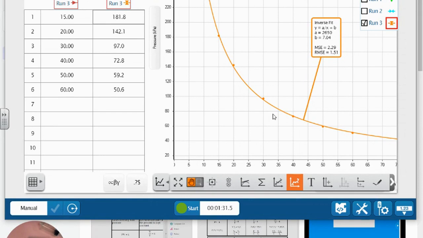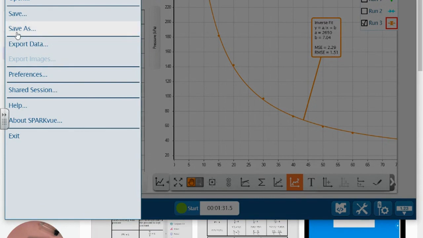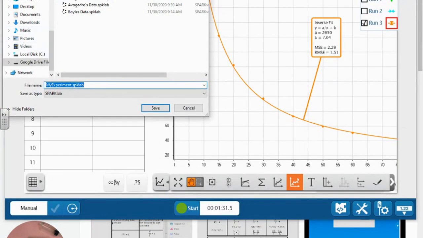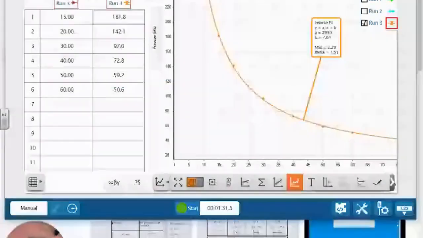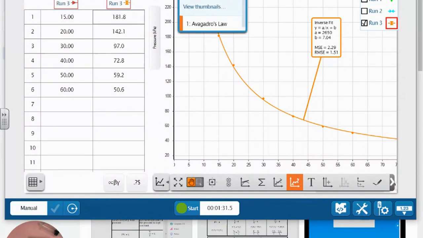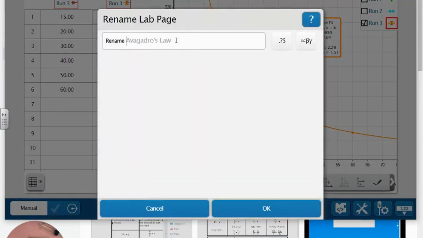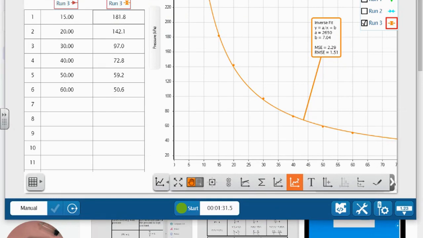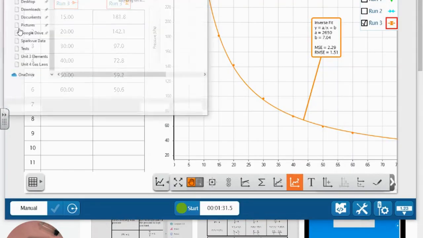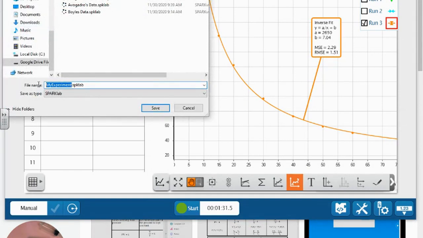So I'm not going to resave this. Actually, I think I will because this is actually pretty darn good. We're going to save as, and what I'm going to do is first cancel that because I want to change this. Rename. Current page, we're going to call this both Avogadro and Boyle's Law. I can't type, sorry guys. Okay, so there's Avogadro and Boyle's Law, and we're going to save that as both gas laws.